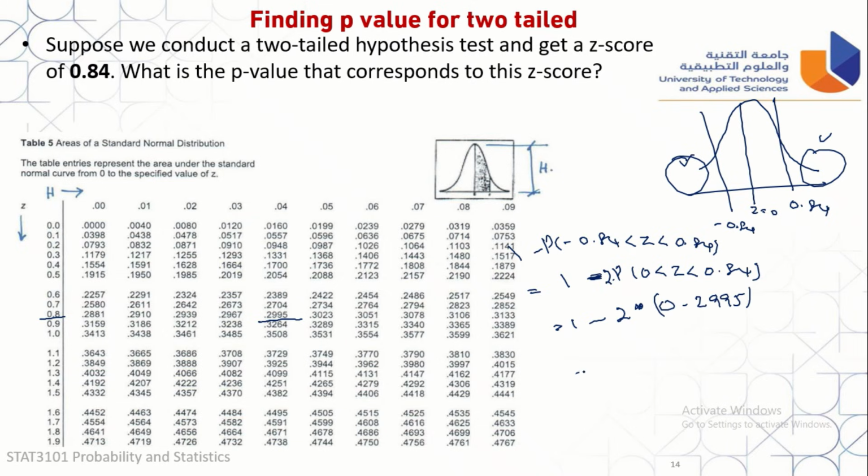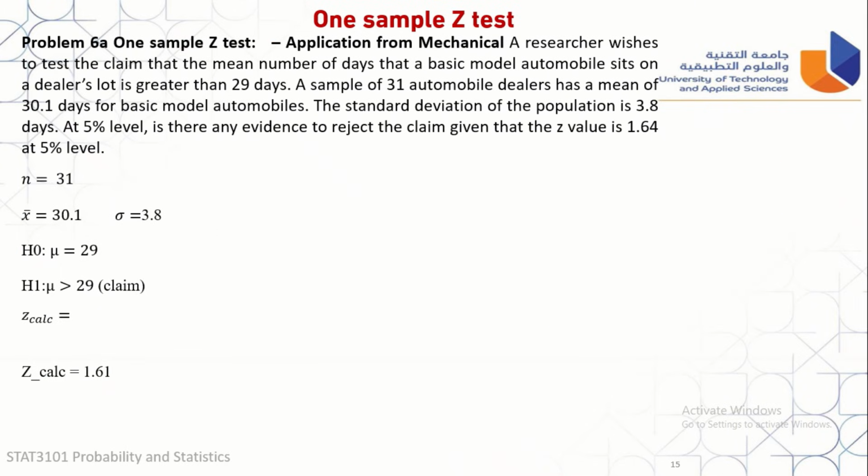0.2995. Calculate this and write your final answer as the p value for the two-sided test, this normal distribution. We will be moving to the one sample z test. First, read the problem. Reading the problem is very important.